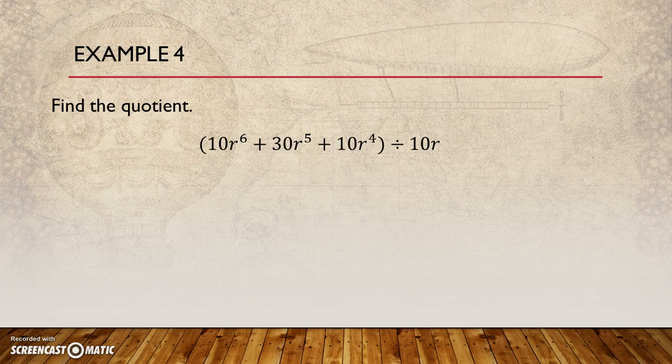Okay. So our last example is a quotient. This time we're dividing. And remember, the rule with dividing is you divide the coefficients and you subtract the exponents. Remember, r is just r to the 1 power, so we're going to subtract 1 from each of these r's. So 10 divided by 10 is 1, and that becomes r to the 5th. 30 divided by 10 becomes 3, r to the 4th, and then 1r to the 3rd. And that's our finished answer.